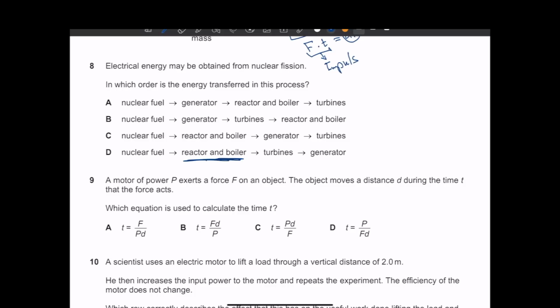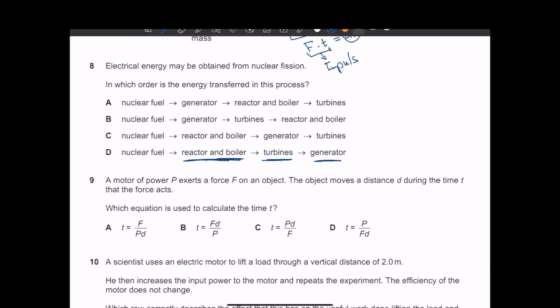So the boiler, when it produces the steam with a very high pressure, it could turn the turbine, then it could generate the electricity inside the generator, when the turbine rotates inside the generator. So actually this is what we have here as an answer. So the right answer here is supposed to be D, nuclear fuel.